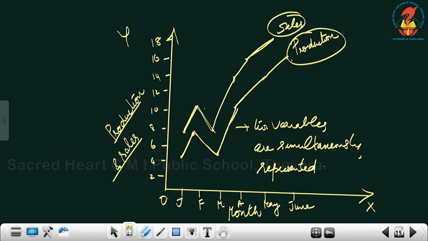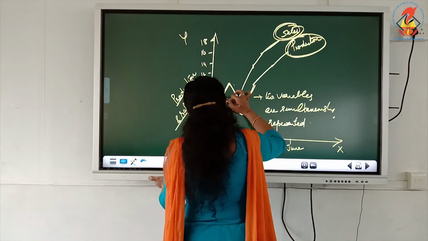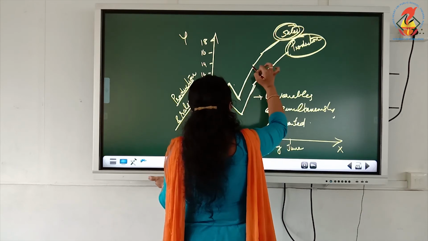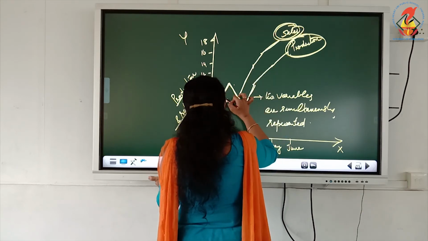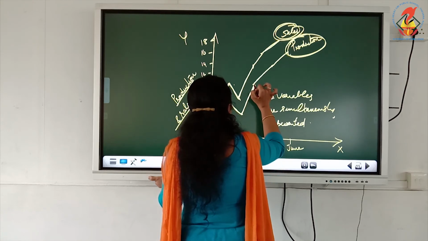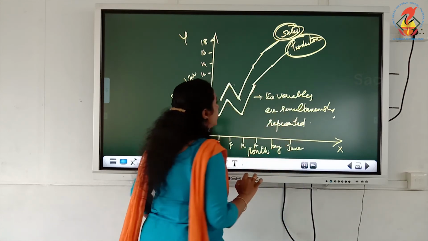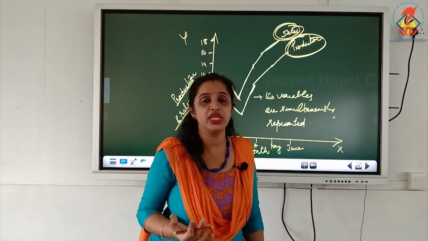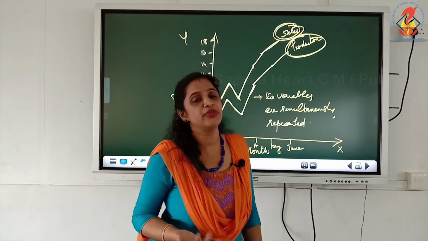When we are analyzing the graph, you will be able to know what the trend of sales is along with the production. There is an upward trend here, again there is a downward trend, again it is increasing. Likewise for production, there is an upward trend, again production is decreasing, again it is increasing. So when you look at the graph, you can study the trend of production as well as sales of a company on a timely basis.